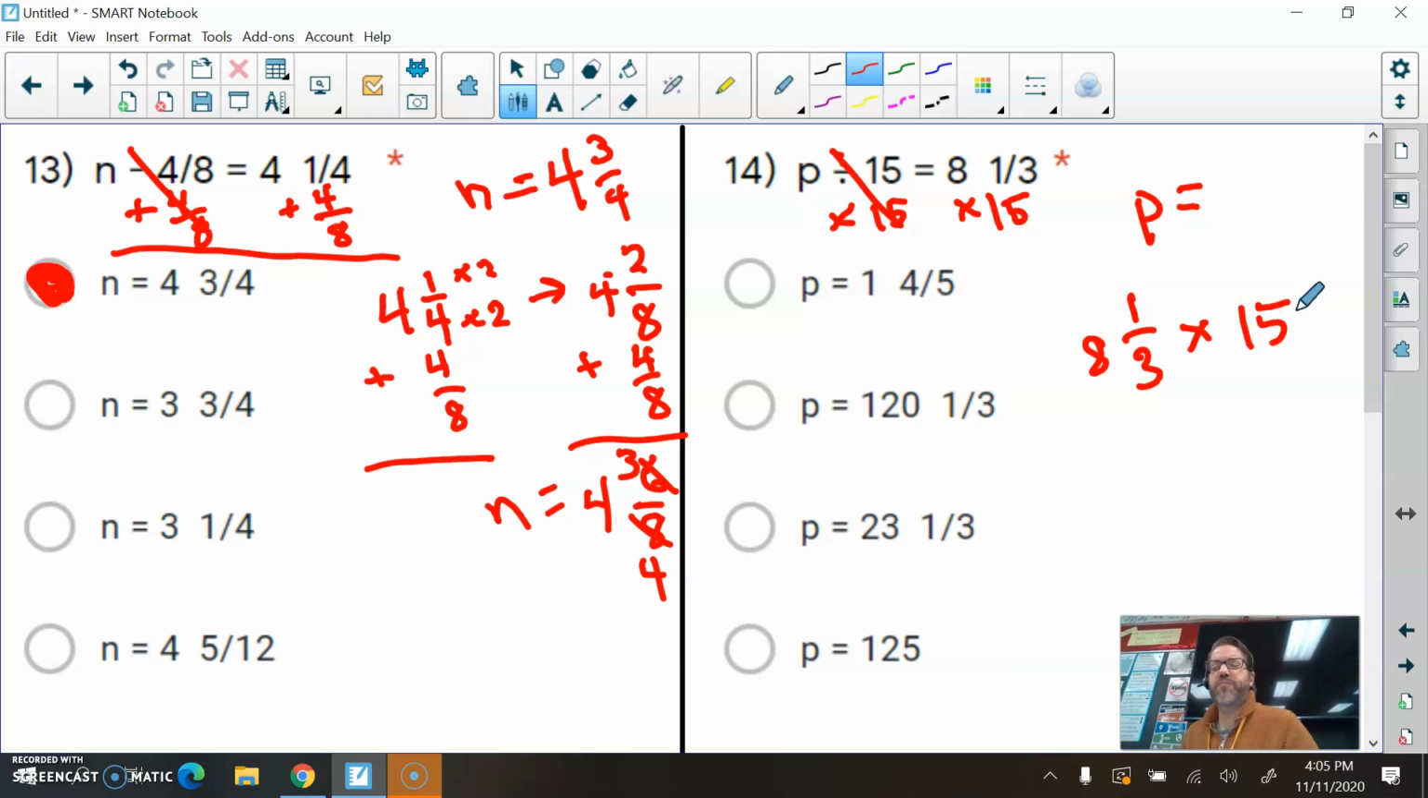Hey, multiplying a mixed number by a whole number? I don't remember how to do that, Mr. Wyatt. Well, that's why I'm here. I'm going to help you out.